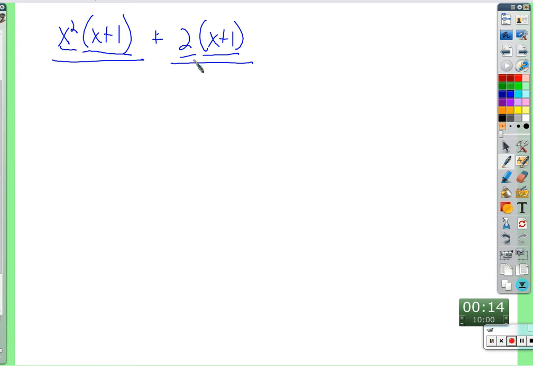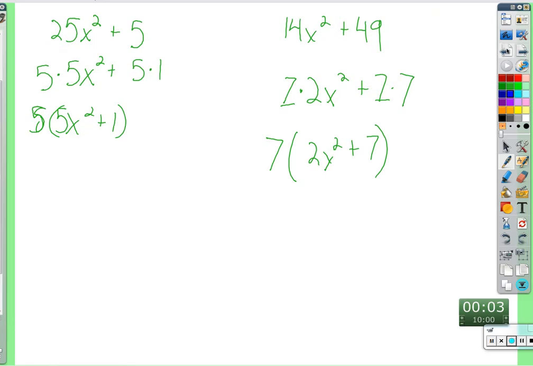Do you know how that happened? They do. There's an x plus one, x plus one. X plus one is the common factor. Just like here, 7 is the common factor. And here, 5 is the common factor.